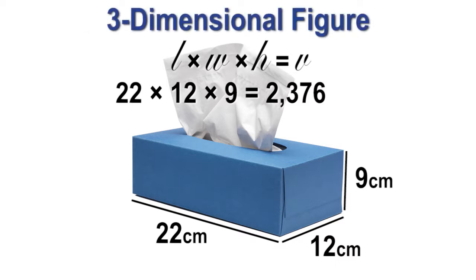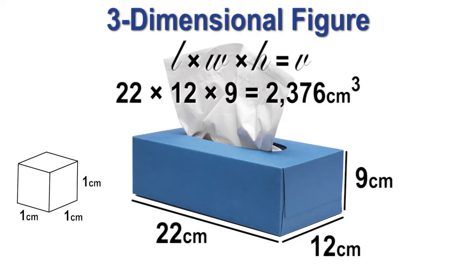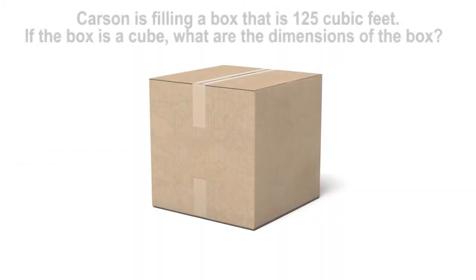Because the 2,376 represents three dimensions, length, width, and height, being multiplied together, the rectangular prism is referred to as a three-dimensional figure. We will label the product with cubic centimeters. Each cube is 1 centimeter wide, 1 centimeter long, and 1 centimeter tall. We can write cubic centimeters with an exponent. 3 is the exponent that represents the three dimensions of one of the cubes inside the rectangular prism. This is why an exponent of 3 is commonly read as cubic or cubed. The volume of the tissue box is 2,376 cubic centimeters.